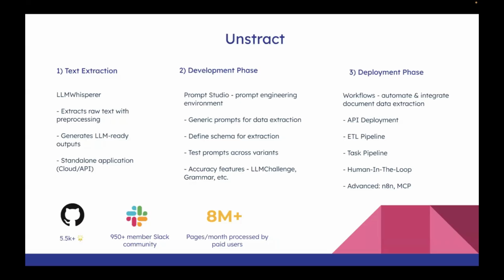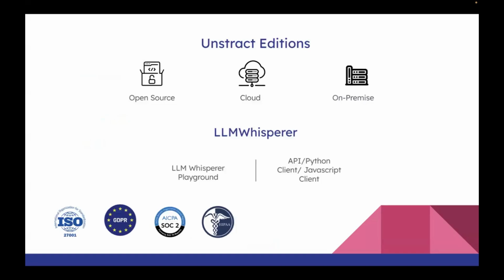So to throw out some numbers on where Unstract stands today, we have 5.5K plus stars on GitHub and a 950 plus member Slack community. And we're also currently processing 8 million plus pages per month by paid users alone. And if I have to get into how you can start using the platform, we have three major editions available. So you could go for an open source offering with certain limited features, and you can explore this platform on your own. Or you can sign up for the cloud offering that we have, and you also have a free trial period for this. And Unstract is available as an on-prem version as well.